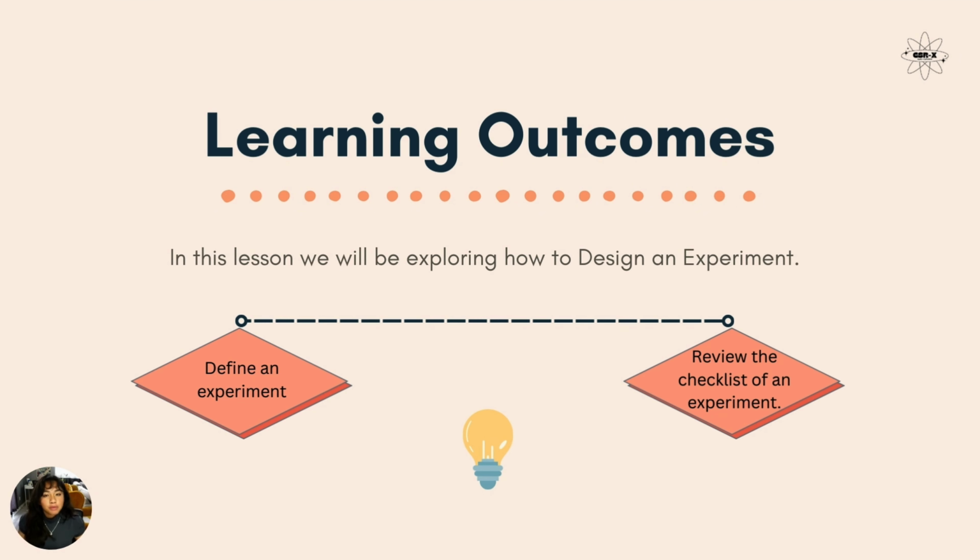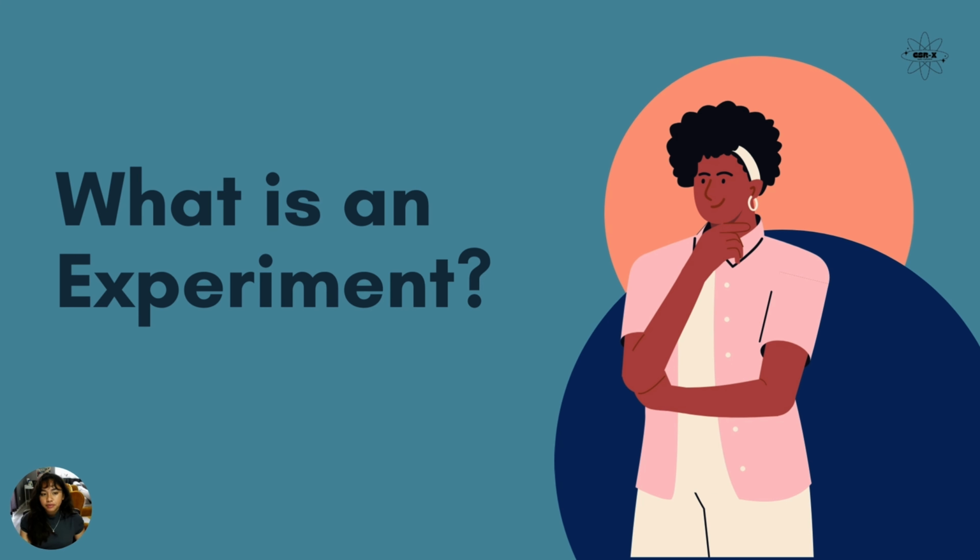Let's move on to some learning outcomes. In this lesson, we'll be exploring how to design an experiment. First, we'll start off by defining what an experiment is and reviewing the checklist of an experiment. So let's go ahead and get started. What is an experiment?